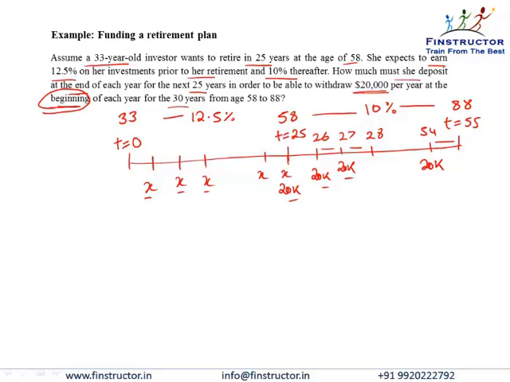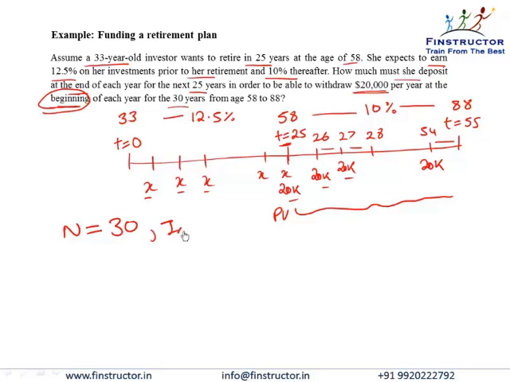So if we first calculate the present value of all these 20k cash flows at t equal to 25, then we would know what her savings must be at t equal to 25 such that she is able to fund this annuity, or make withdrawals of 20k every year for the next 30 years. So let's see, how much must she have at t equal to 25 to be able to live her retirement? She's going to withdraw payments for 30 years.